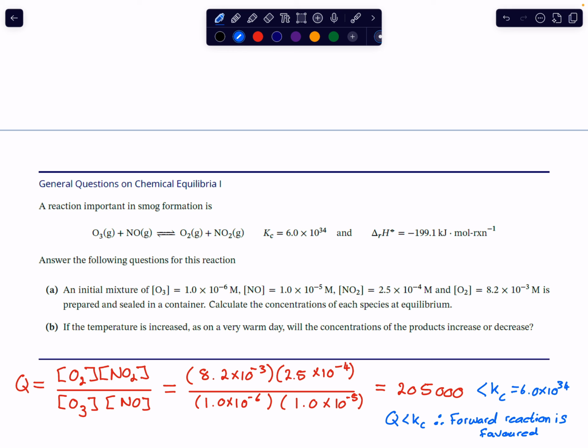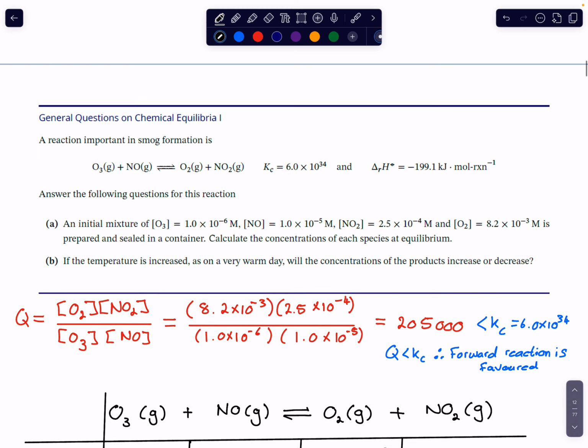And more importantly, we are not at equilibrium, because Q wasn't equal to K. So that's what we established. We established this mixture is not at equilibrium because Q is not equal to K, and that the forward reaction is going to be favored until we reach equilibrium for this mixture of gases. So to determine the equilibrium concentrations, we're going to use the ICE table method.